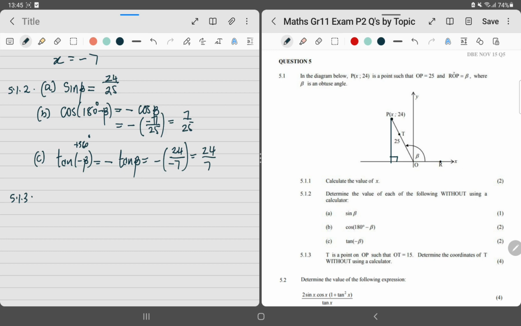5.1.3. T is a point on OP such that OT is 15. So we'll create another right-angled triangle there where OT is 15. Determine the coordinates of T without using a calculator. So now we have two triangles. We have the big triangle, which has this side minus 7, and this is 24, and we have beta there. We also have the other triangle.